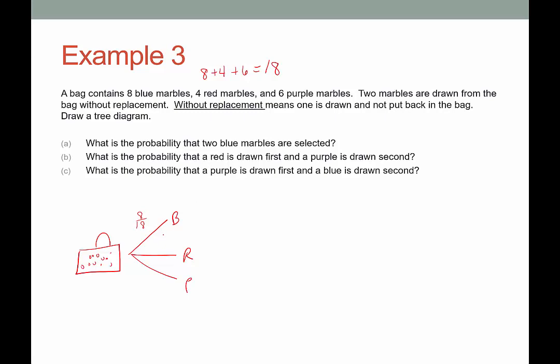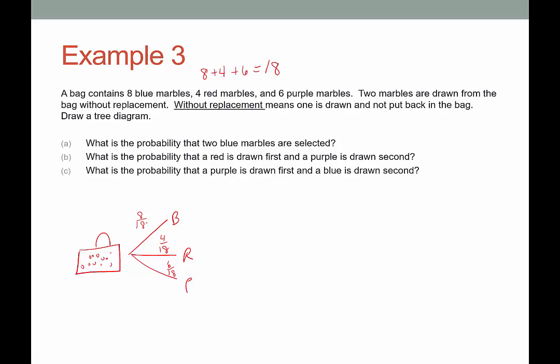The probability of red would be 4 out of 18, and the probability of purple would be 6 out of 18. And again, going down these 3 branches, so 8 18ths plus 4 18ths plus 6 18ths, that should add up to 1, because there's a 100% chance that if you pick a marble, it's going to be one of those 3 colors. Here's where it can get a little bit tricky.